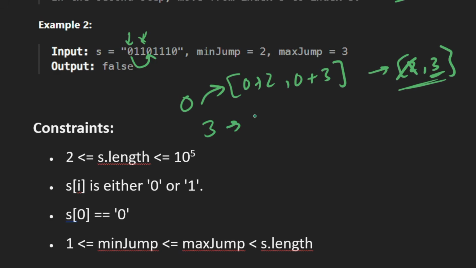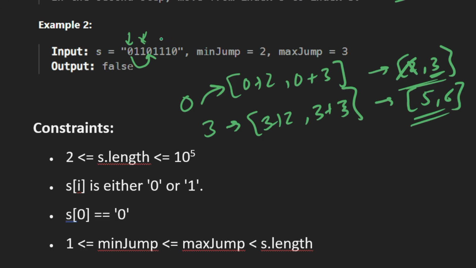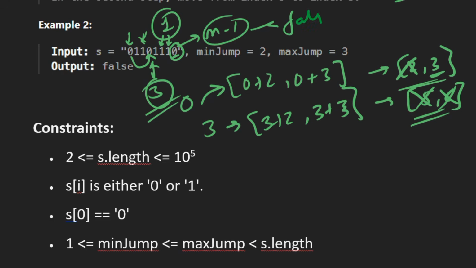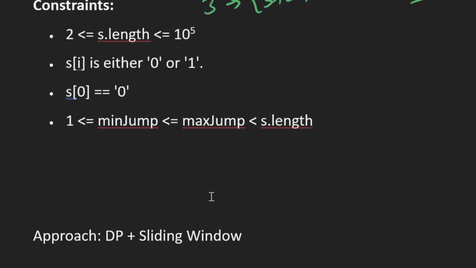Now from index number 3 we can jump to these indexes, that is 5 comma 6. We can jump to either index 5 or index 6, but at both indexes we have character 1, so we can't jump to 5 and we can't jump to 6. So we got stuck at index number 3. We are unable to reach our index n minus 1, so we have to return false, right? So we return false.